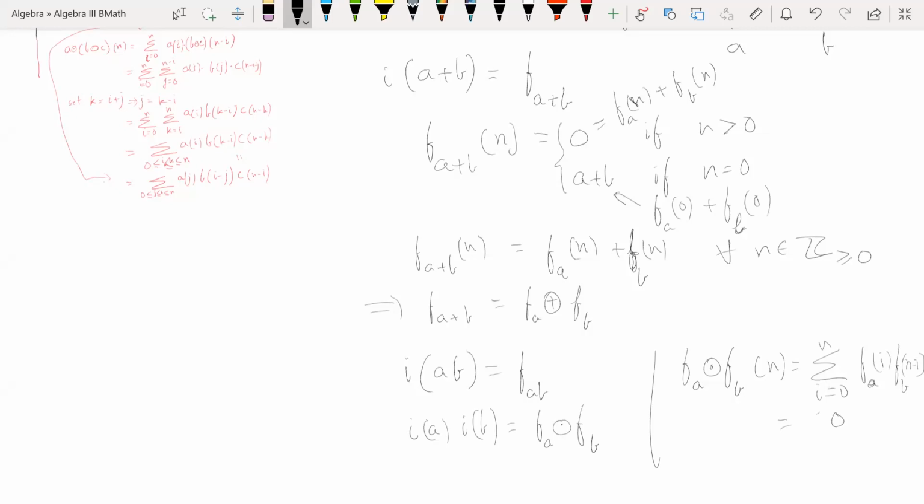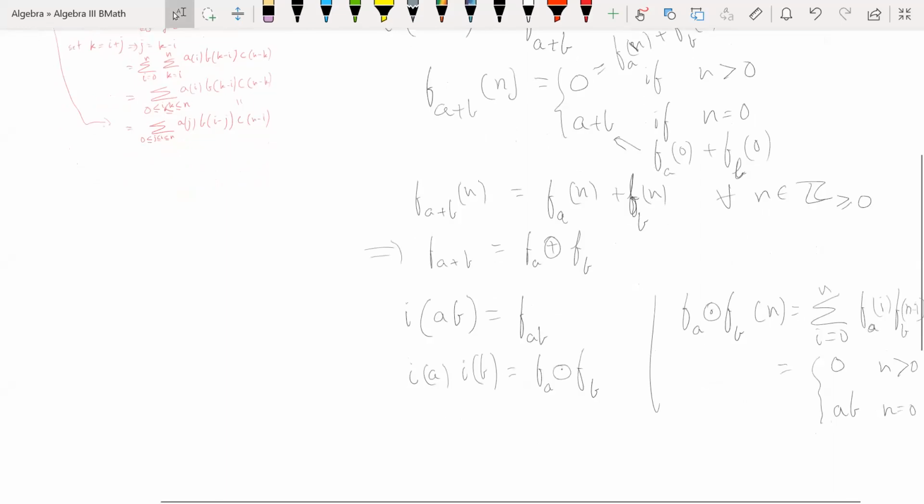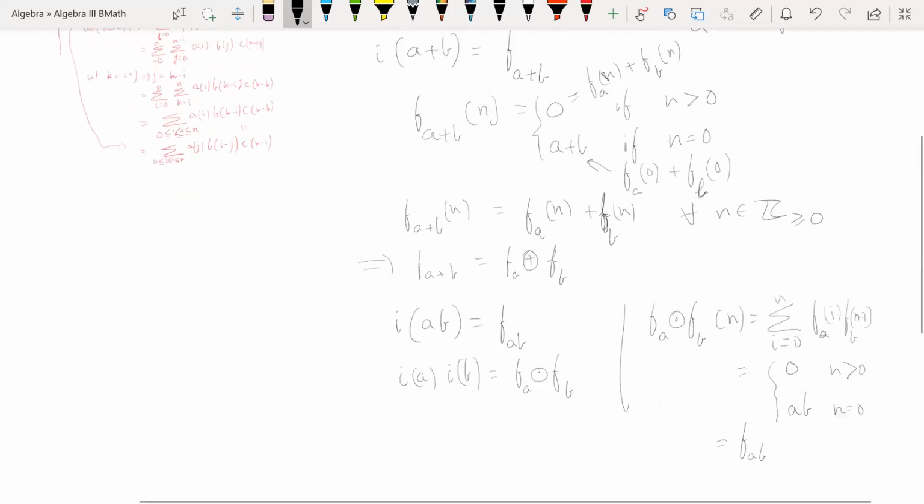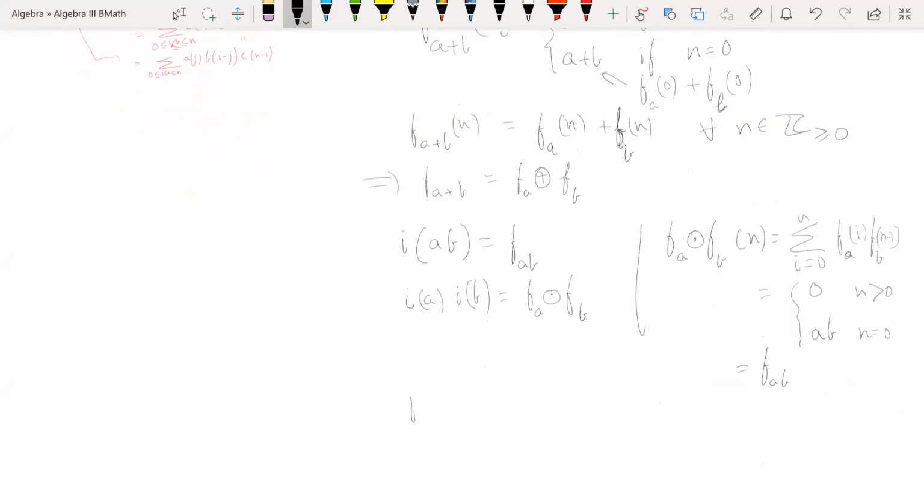So this is 0 if n is greater than 0. And if n is equal to 0, then of course i must be 0 and n minus i must be 0, and what you get is AB, which is precisely equal to f sub AB. So this shows that I is indeed a ring homomorphism.